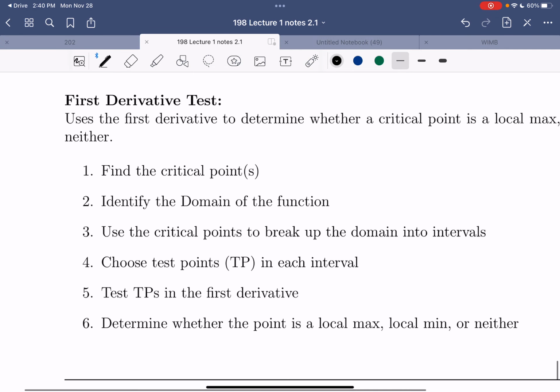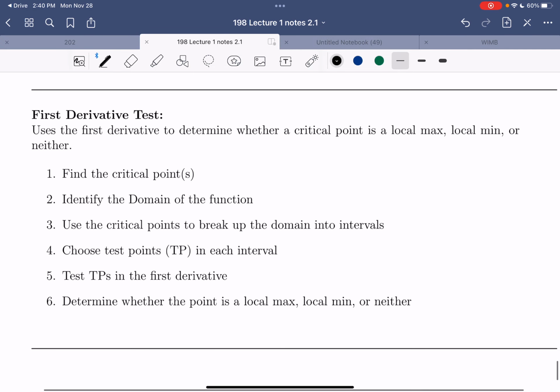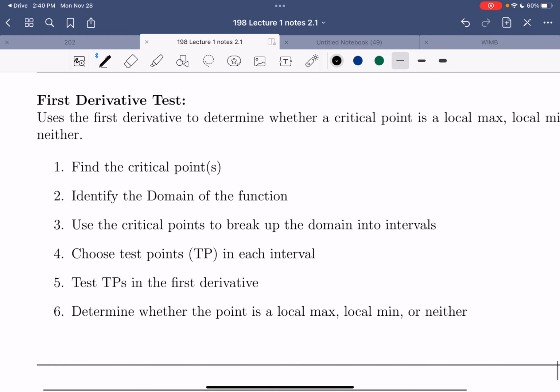Now, why is this important? Once we've found our critical points, how do we know which of those critical points are a local max, a local min, or maybe neither of those things? Okay, well, we have two ways to do it, and the first is called the first derivative test.